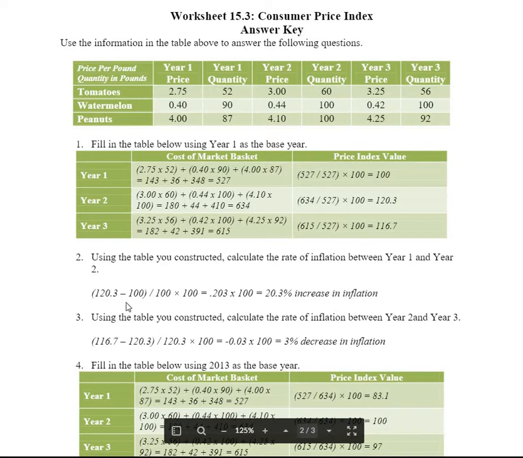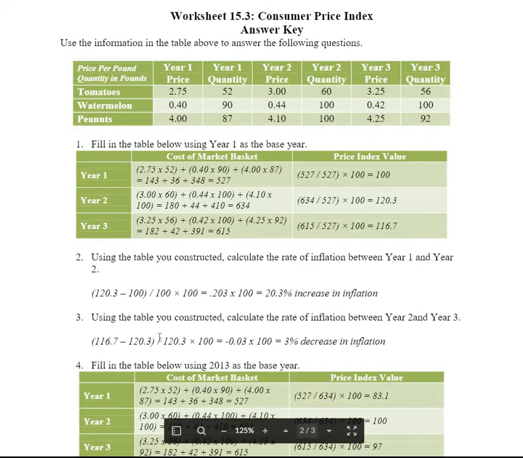Using the table you just constructed, calculate the rate of inflation between year one and year two. So you would do the value of the price index in year two minus the value of the price index in year one, divided by year one, times 100, which equals 0.203 times 100, equals a 20.3% increase in inflation. There's a little bit of rounding here, so hopefully you can see how that works and that it all makes sense.